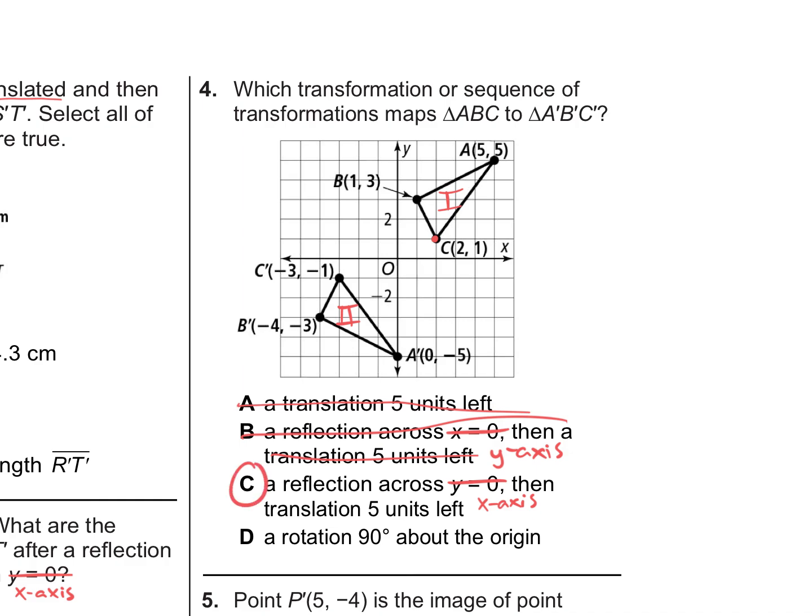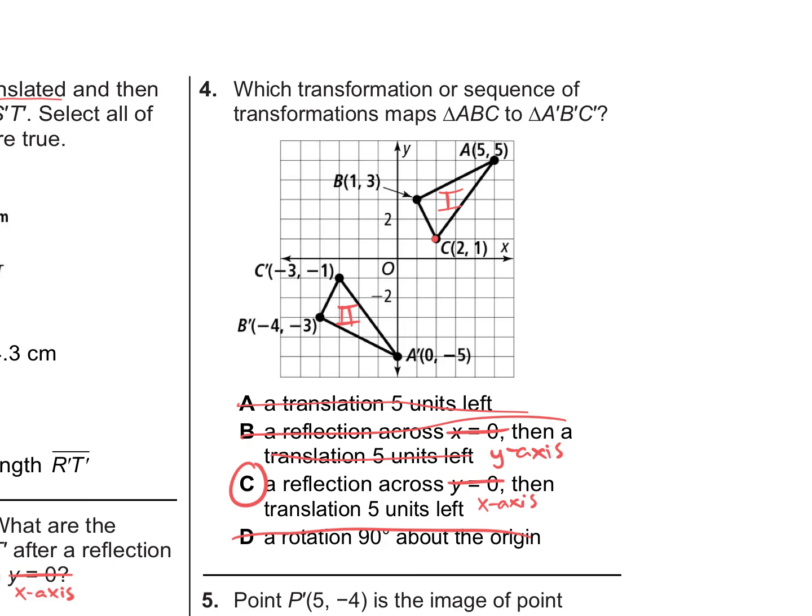Rotation 90 degrees about the origin. Let me ask you this. Do we even need to do that? Why not? Right, you can look. For a 90-degree rotation, how many quadrants should it move? Only 1. How many does it move? 2. So that is also not an option. So C is the only one that worked. Okay, take that problem, process of elimination. Go through all the options.